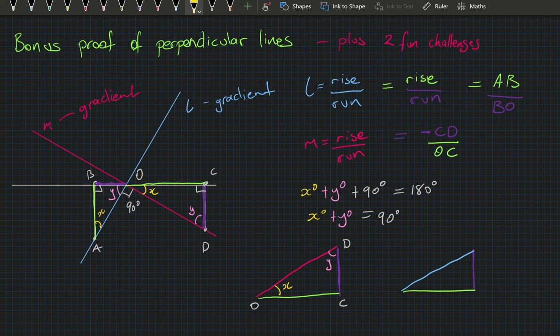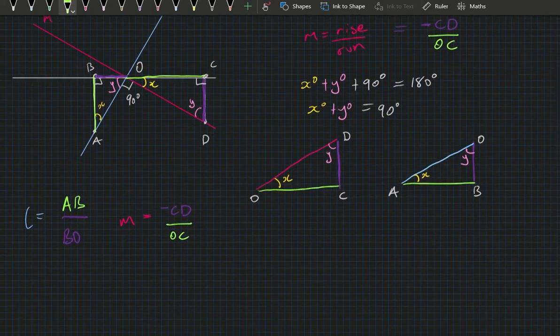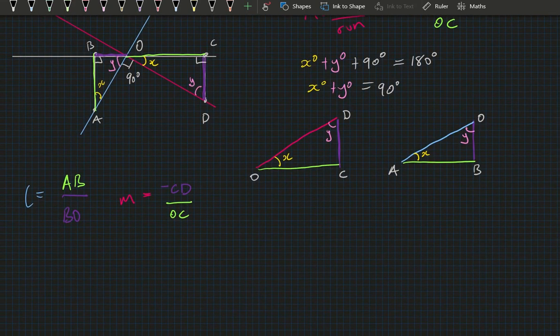Therefore the other triangle has its corners noted as well. So I'm just going to transfer the values of L and M to here because I'm going to move this up and do some trigonometry. So hopefully you're confident with some trigonometry.